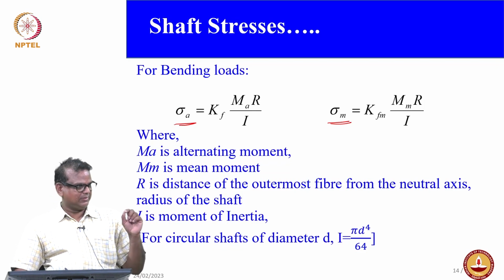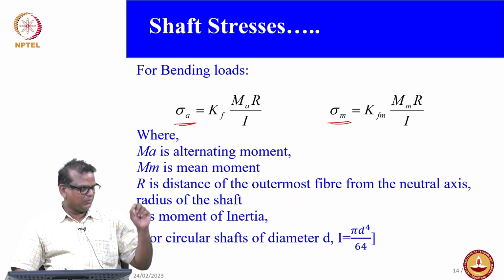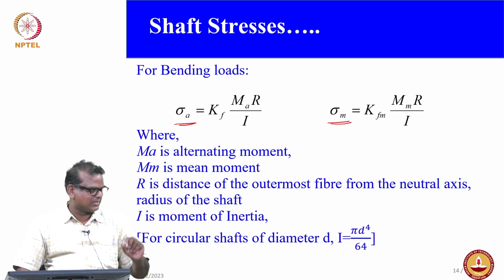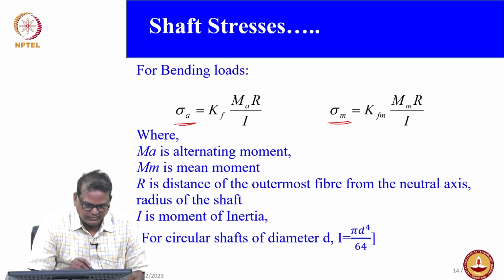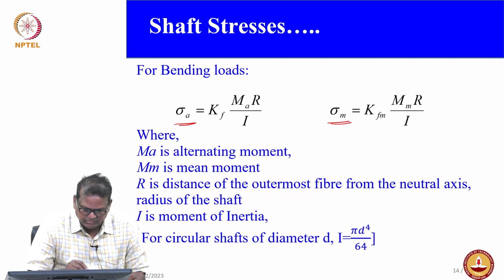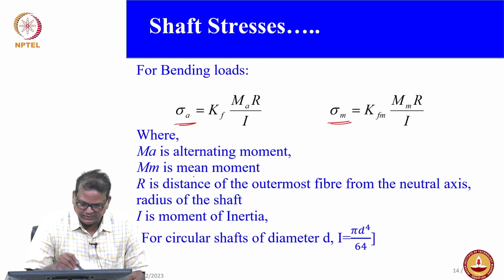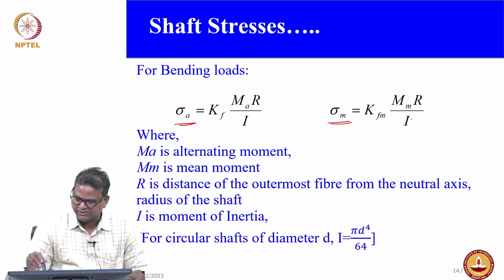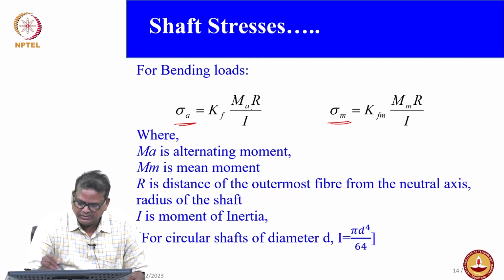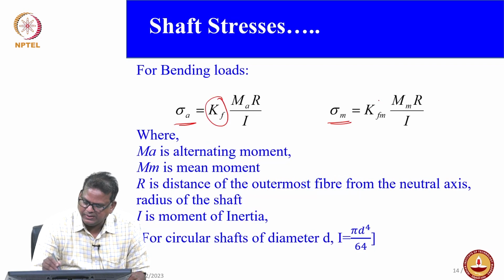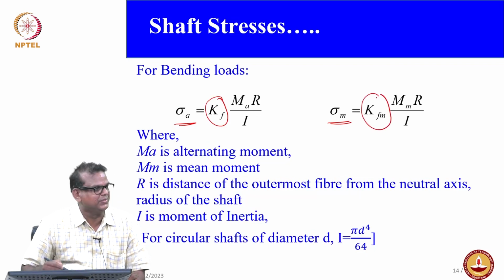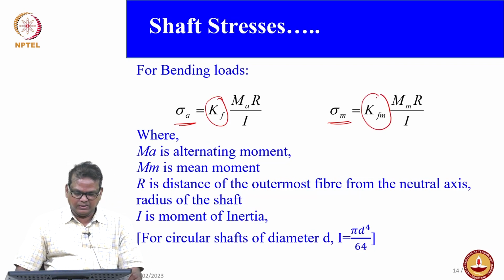So this shaft is subject to fatigue load. You always think with respect to sigma a and sigma m, right. Ma is the alternating moment, Mm is the mean moment, r is the distance of the outermost fiber, which you know, okay. And Kf and Kfm are your stress concentration factors. Please refer to the Robert Norton machine design book for more details, okay. They have all the information.